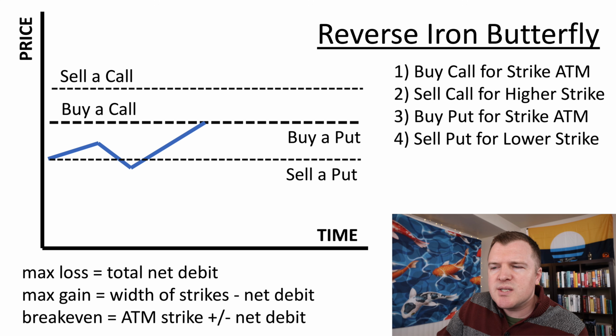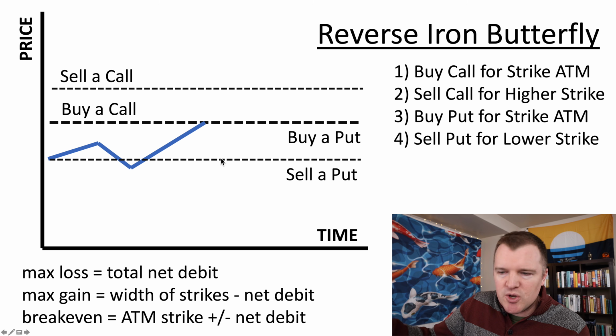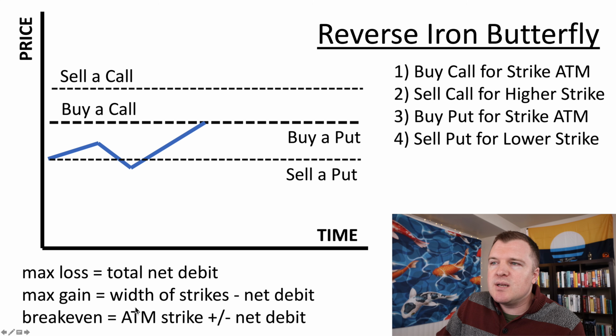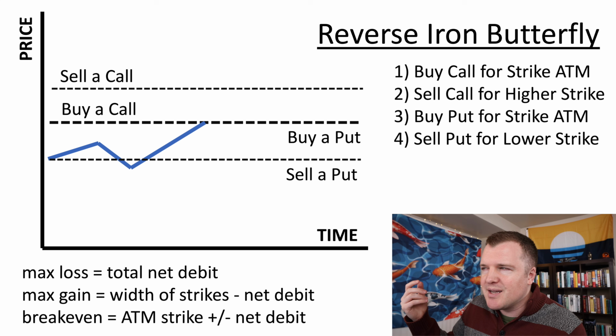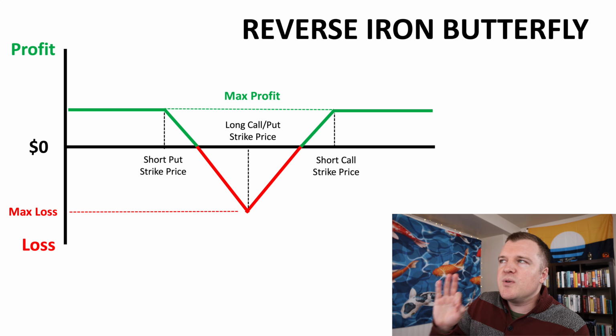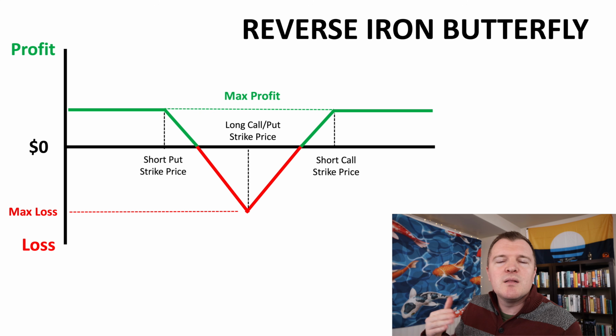So your max loss is the total net debit you pay for all 4 of these contracts. Your max gain is the width of the strikes, either on the call side or the put side, minus the net debit you're paying. And your break-even is the at-the-money strike plus or minus the net debit you're paying for both of these spreads. So if you think you got it, if you want to rewatch it, you can, but if you think you got it, let's now do an example with real numbers.